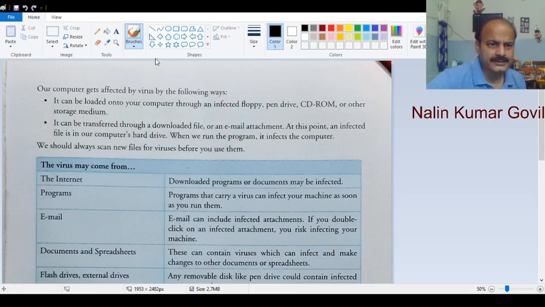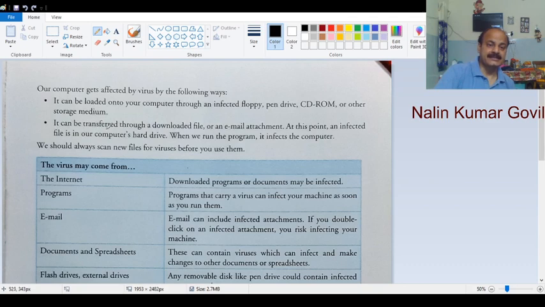So our computer gets affected by virus in the following ways. Number one, it can be loaded onto your computer through the infected floppy, pen drive, CD-ROM, or other storage medium. As I told you earlier, if you use an infected floppy, pen drive, or CD-ROM in your computer system, then these viruses are inserted into your computer system.